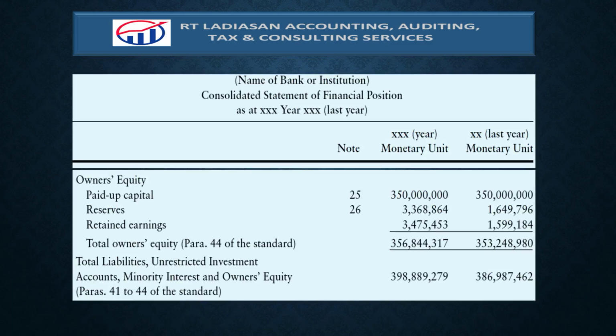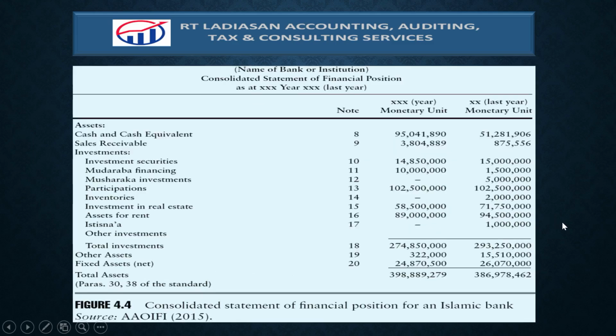Then after the owner's equity, then we have the assets. So the asset items are presented at the bottom.